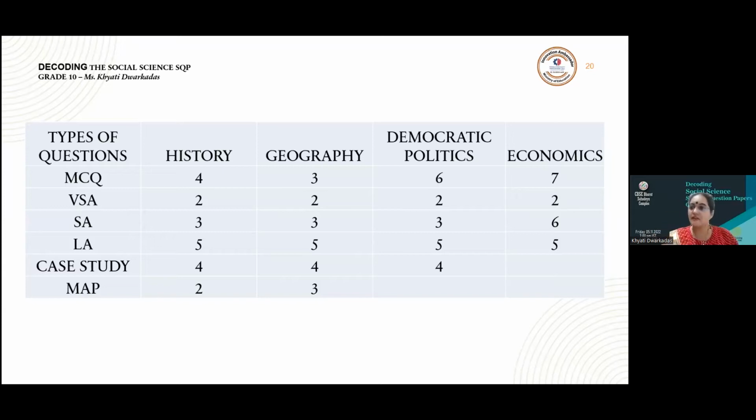Each of these columns vertically makes 20 marks, which also implies that there is equal weightage given to history, geography, democratic politics, and economics. The sample question paper that we are trying to decode right now is looking well balanced based on the subject-wise division. That's a very, very important thing we need to note. Since all 4 subjects have been very well balanced, it looks like a well-balanced paper.